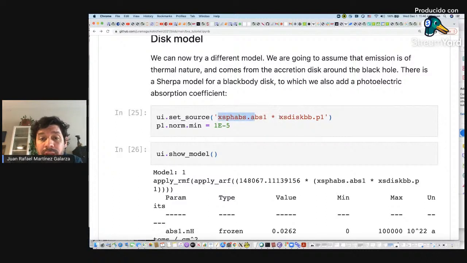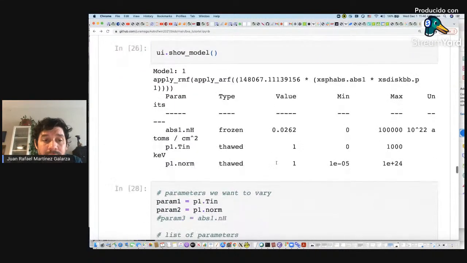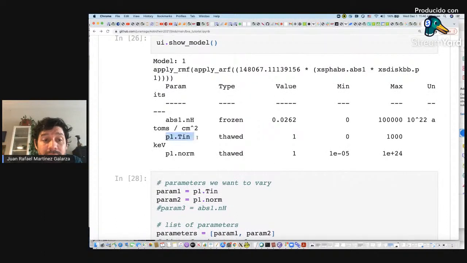And again, because those X-rays can be absorbed by the atoms in the environment, I also need to absorb this model. Again, I set a hard minimum for the normalization of the black body radiation. And here's my model. In this case, remember, the only parameter that matters for the blackbody radiation is the temperature, the internal temperature of the disk. Remember, the disk is hotter in the internal part. That's the region of the disk that is going to emit the X-rays. And I am going to try to infer the temperature in the internal part of the disk using this model.